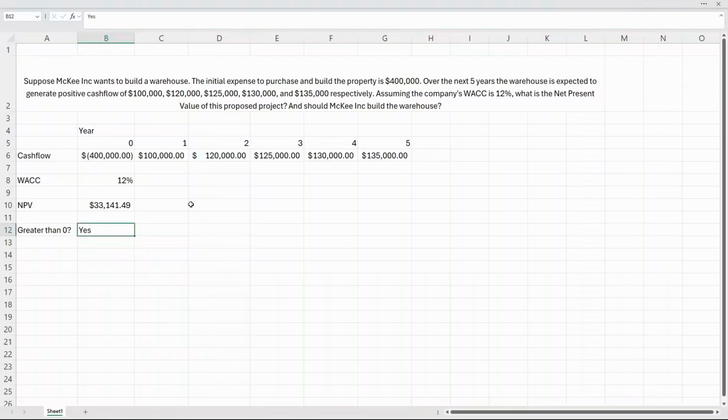I should hope you don't need Excel to tell you that. And although you could set up a function to do that. And since it's greater than 0, this is a good project. McKee Inc. should build a warehouse. They will effectively earn $33,000 in today's dollars the moment they decide to build the warehouse. In reality, they'll receive the cash flow later in time. But in present value terms, it's going to add cash to my company. So I should do it.